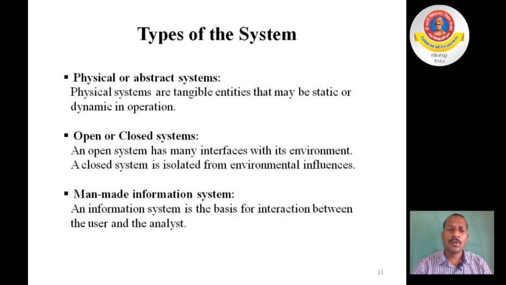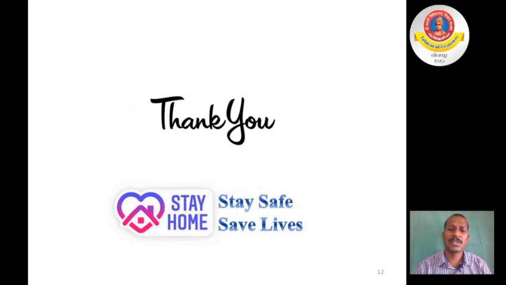The second one is the open or closed system. An open system has many interfaces with its environment, and a closed system is isolated from environmental influences. So there will be two types, one open and one closed. And the last one is the man-made information system. Man-made information systems we can see now, like the ATM machine and the banking system. An information system is the basis of interaction between the user and the analyst. So this is a man-made information system.